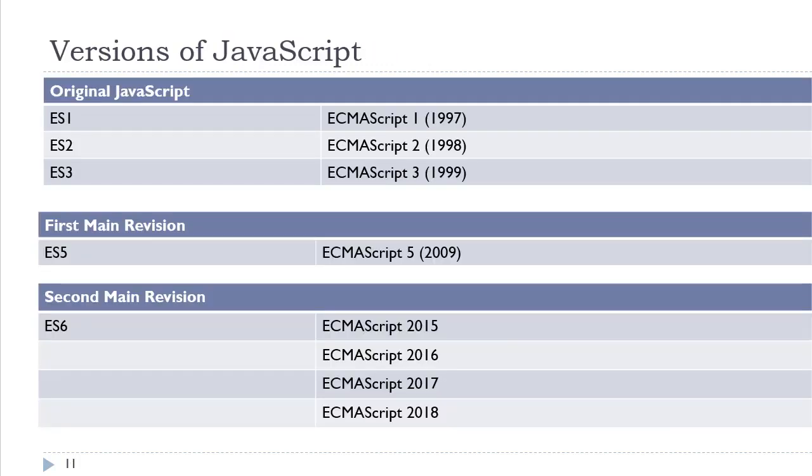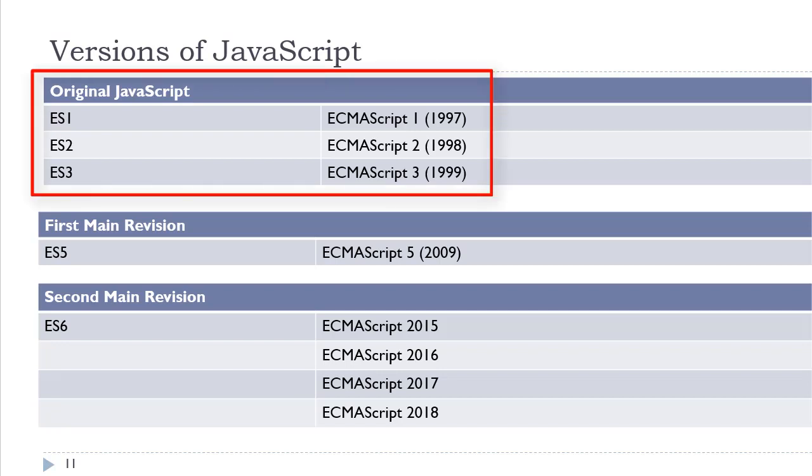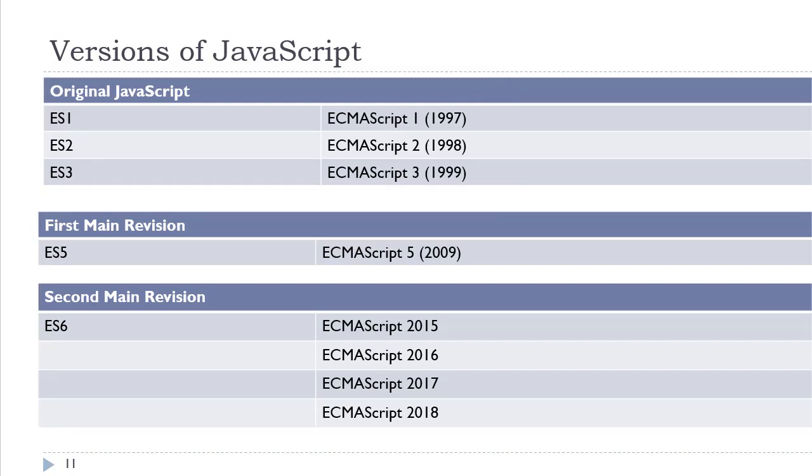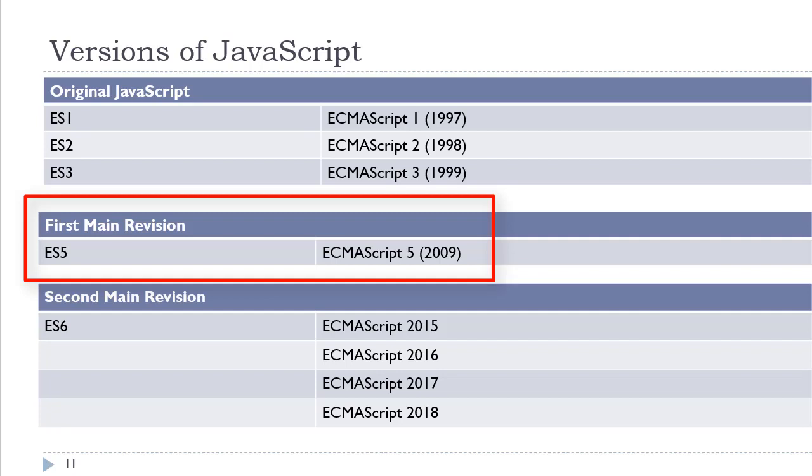So here we have our official versions of the JavaScript language dating from 1997, at which point it was under the control of ECMA International. And because JavaScript's official name is ECMAScript, it is referred to as ES. So we have ES 1, 2, and 3, the first three versions, being released 1997, 98, 99. There was no ES4. First main revision was 10 years later in 2009 with ES5.